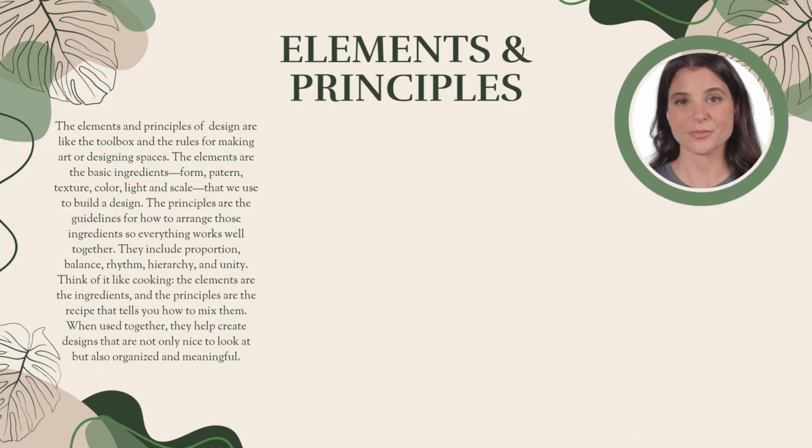But the elements and principles of design are like your toolbox and your rulebook for creating art or designing spaces. The elements are your basic ingredients, things like form, pattern, texture, color, light, and scale. These are what you use to actually build a design. The principles, on the other hand, are the guidelines for how to arrange those ingredients so everything works well together. They include proportion, balance, rhythm, hierarchy, and unity.